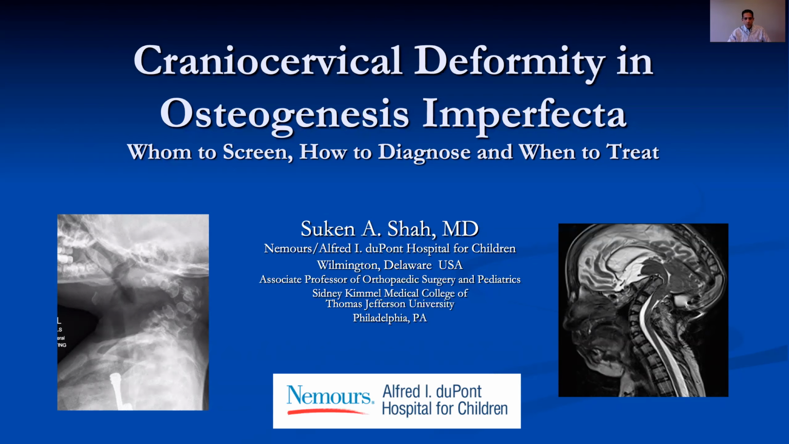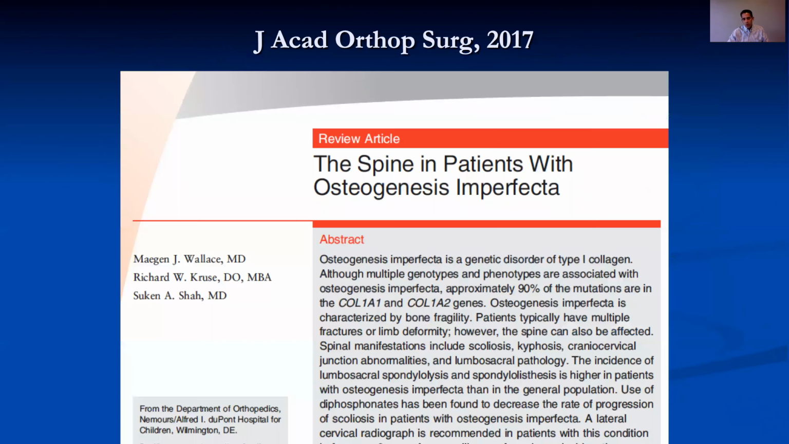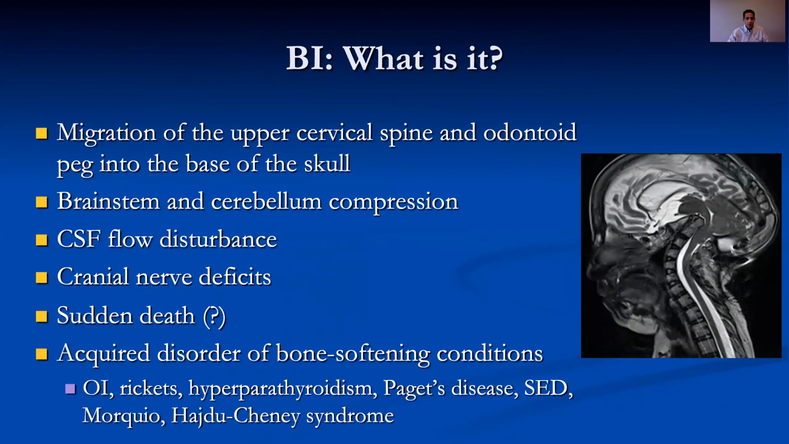I don't need to mention to this audience the issues that we see with osteogenesis imperfecta. With increasing severity of disease, we see asymmetric growth, and with increasing severity of disease, you see increasing severity of spinal problems. I will direct you to an article that we wrote in the Journal of the Academy of Orthopedic Surgeons in 2017, which outlines and reviews all of the spine issues that children and adults with osteogenesis imperfecta can develop, and gives you some guidelines for screening, evaluation, and treatment. But we only have time today to talk to you about basilar invagination.